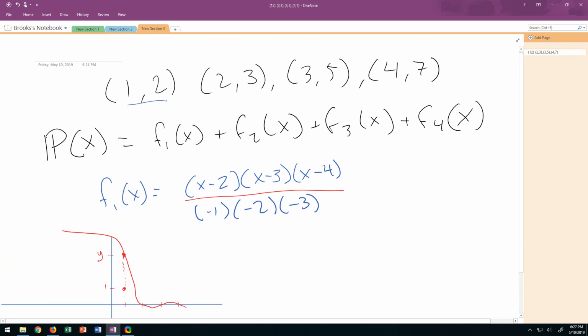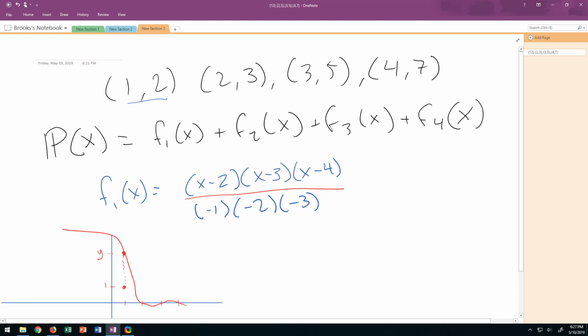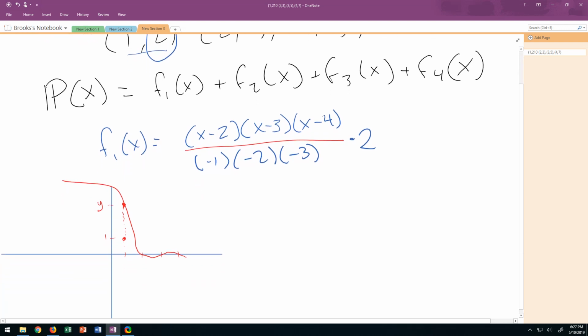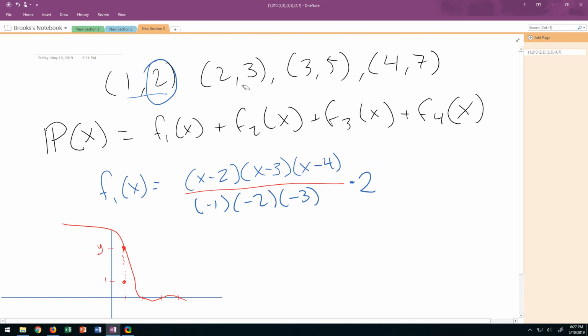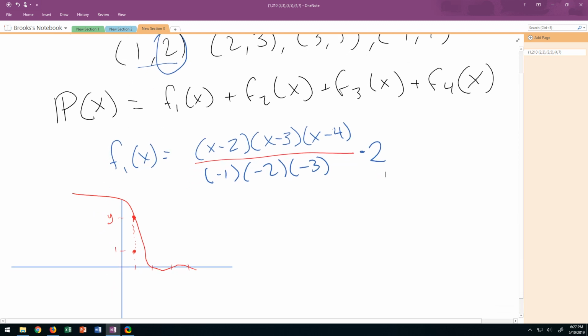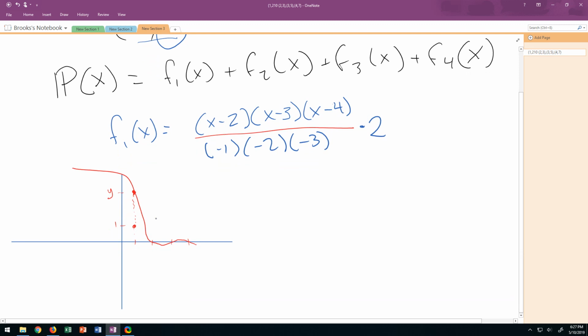But I don't want it to output 1. What do I want it to output? I want it to output 2. So all I have to do now is multiply by 2. Now I'm done. I've created a polynomial that when I input a 2 or a 3 or 4, it'll output 0. But when I input the number 1, it spits out 2. That wasn't too bad.